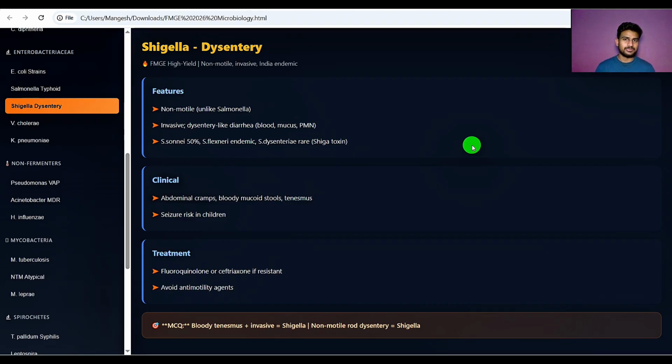In case of Shigella, I would like to tell you some more details, because this is a topic that has been asked multiple times in recent exams, be it NEET PG or FMGE. So I want you to focus for just one more minute, and then you can have a break if you are tired.